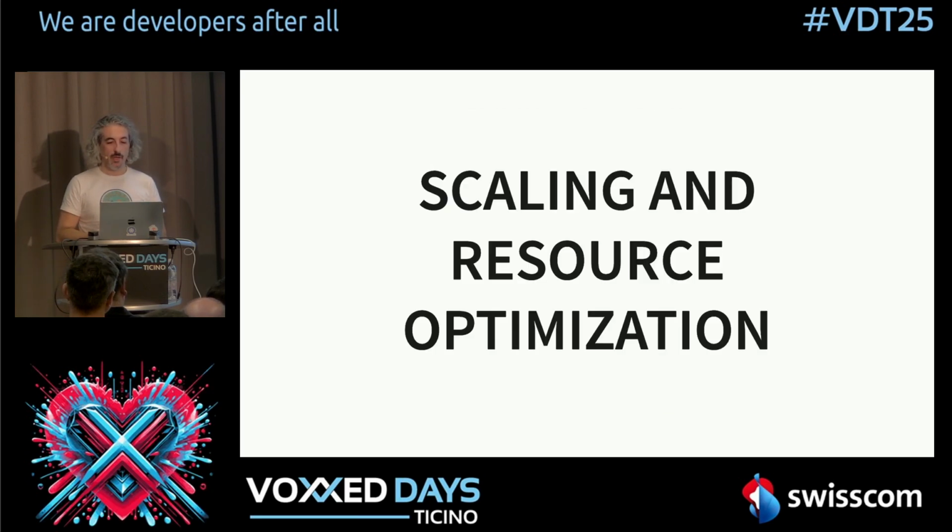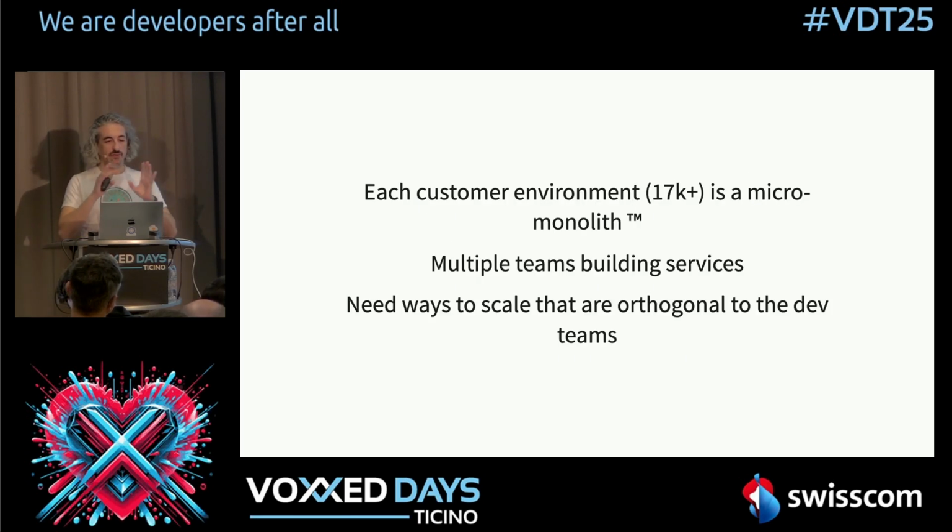So, on the scaling and resource optimization. As I mentioned, each environment is this micro monolith, and we are looking for ways, on the lower level teams that are managing more infrastructural things, for all these teams to benefit from scaling improvements or resource utilization improvements. So we are not going into each application. Things that can help are obviously optimizing your application, but we're looking also for ways that apply to any application or any service running on Kubernetes.